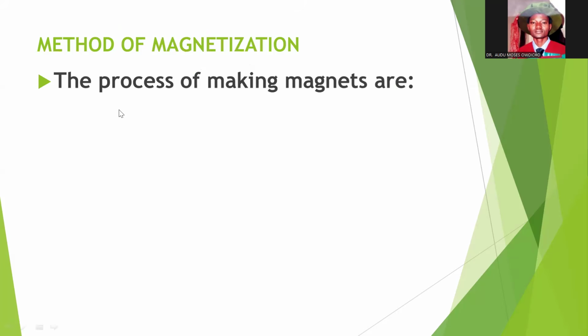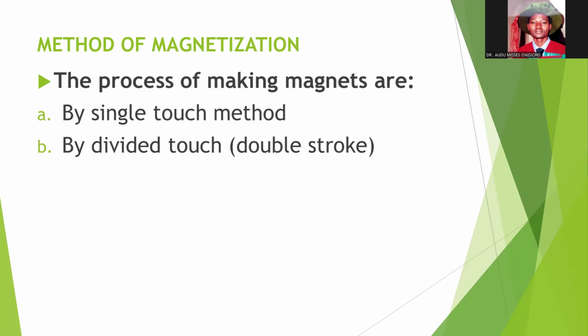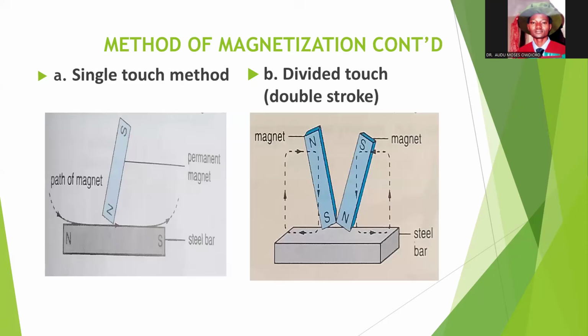Then there is the process of making a magnetic material. The methods of magnetization are the single touch method, the double touch method or double stroke, and the electrical method. Let's look at each of them. In the single touch method, if you take a magnetic material, for instance a steel bar, and you have your permanent bar magnet, if you stroke it after some time, the steel bar will acquire magnetism and it will act like a magnet, thereby attracting other magnetic material to itself.